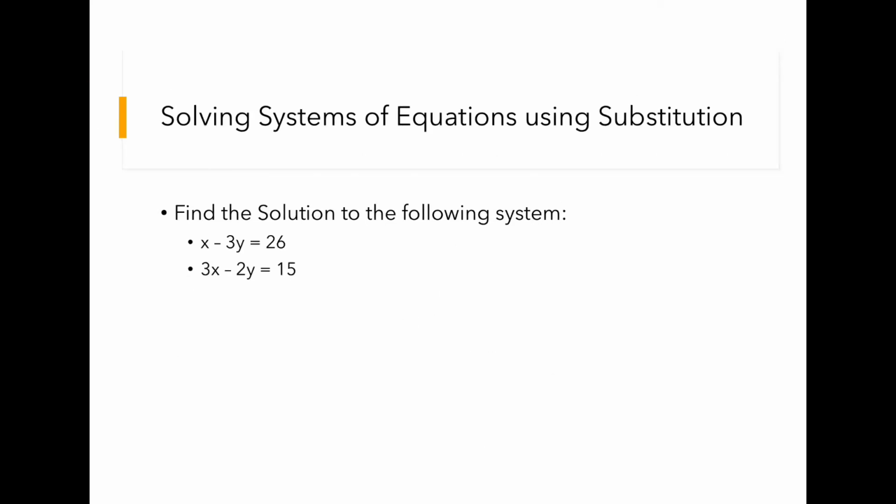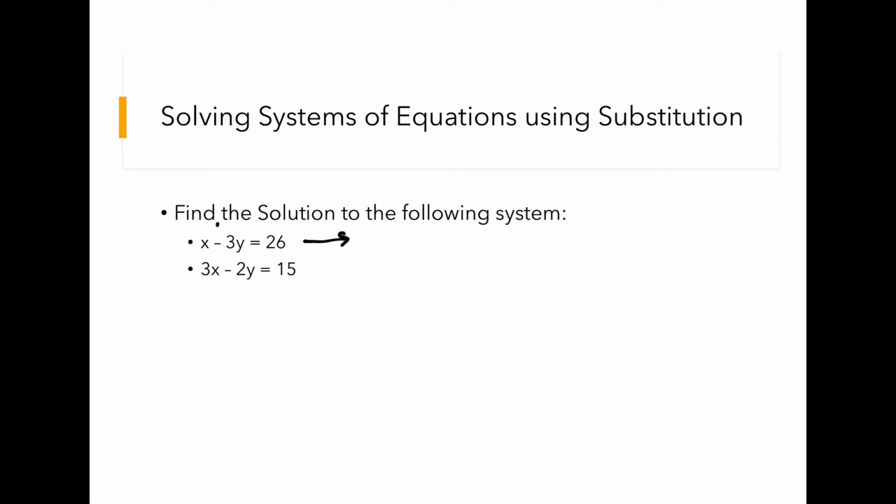Let's try it again. So again, we're given two equations here. These are both in standard form, meaning the x and y terms are on the same side and the constants are on the other. And this one's not solved for anything, but I'm going to look and find the one here. This x has a 1 as a coefficient.